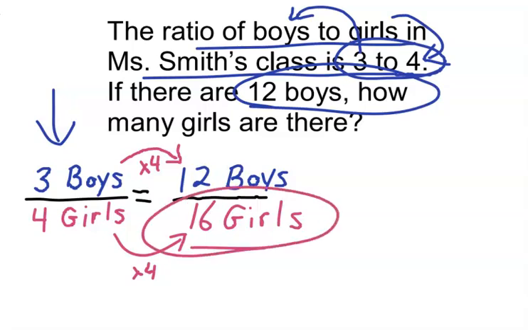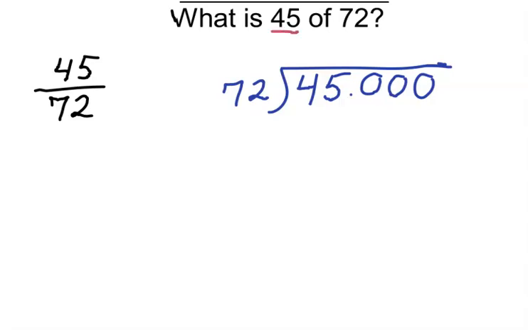It says if there are 12 boys, how many girls are there? There would be 16 girls if there were 12 boys. And there's your answer. All right, so what is 45 of 72? So 72 is the total amount. Like if you were doing a test, there'd be 72 problems, and you got 45 of them correct. So that's kind of what we're looking at: 45 out of 72. So to find that, we're going to have to look into how many times 72 goes into 45. So I went ahead and rewrote it over here.